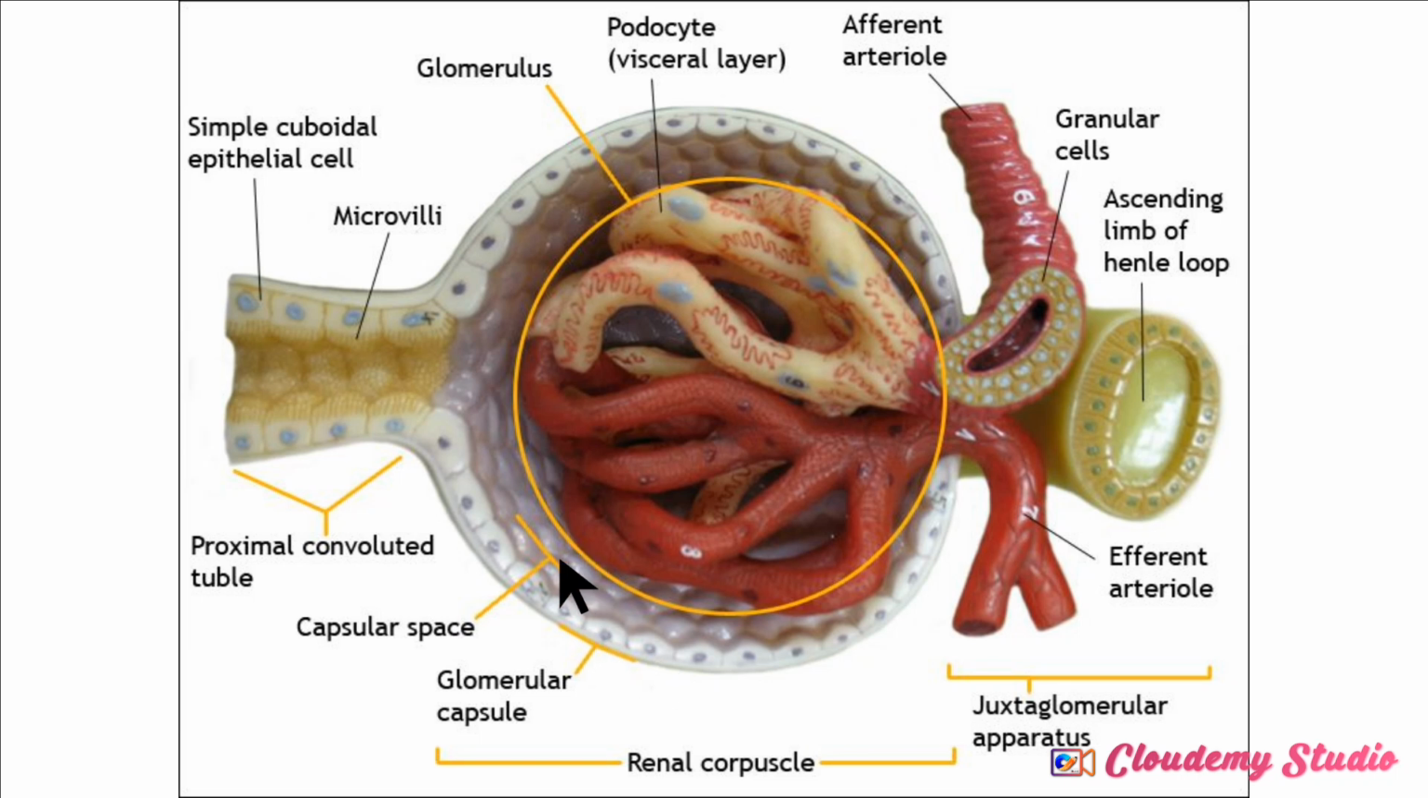The space between the glomerular capsule and the glomerulus itself is called the what? Is called the capsular space. You understand? This is the capsular space. We have the juxtaglomerular apparatus, which I will be talking about later.